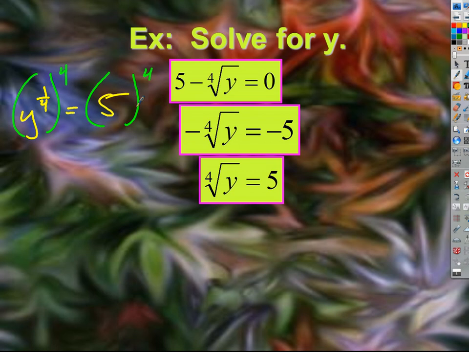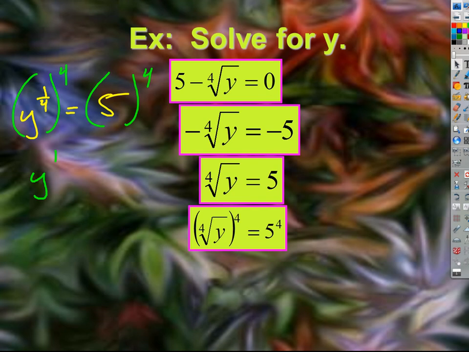When I take an exponent to an exponent, what do I do? Power to a power, I multiply the exponents. And if I multiply reciprocal fractions like that, 1/4 times 4, what do I get? 1. So multiplying the 1/4 by the 4 just gives me a y to the 1, or just a y on one side. On the other side, I get whatever 5 to the 4th is, 625. Okay? So, does that make sense?